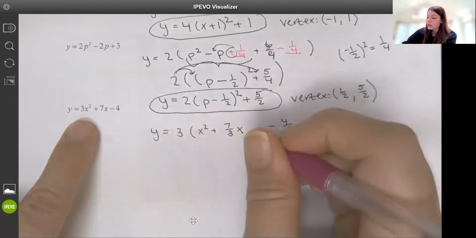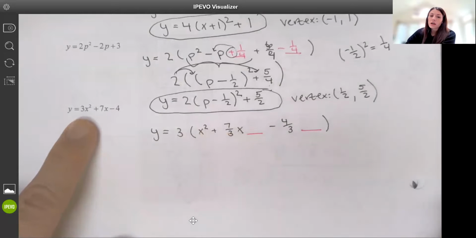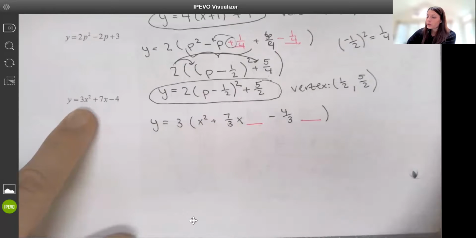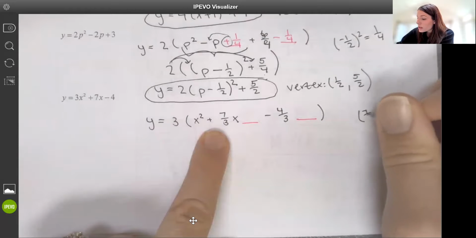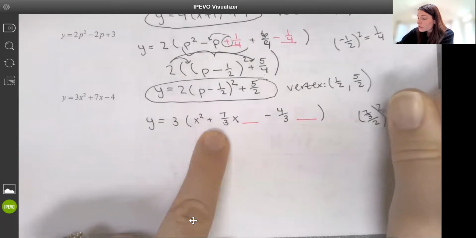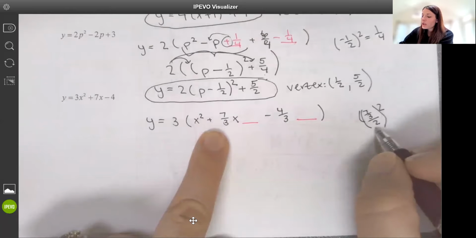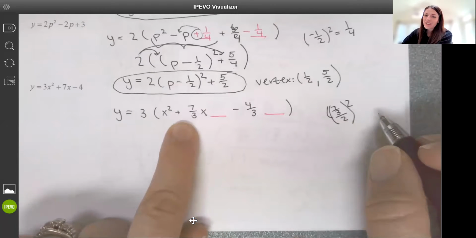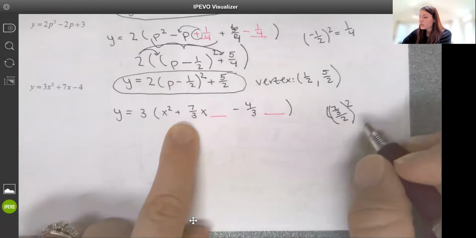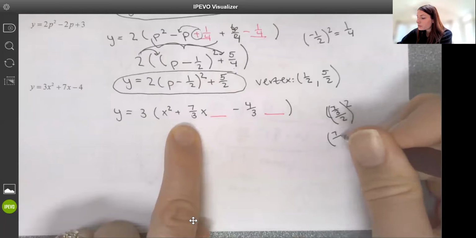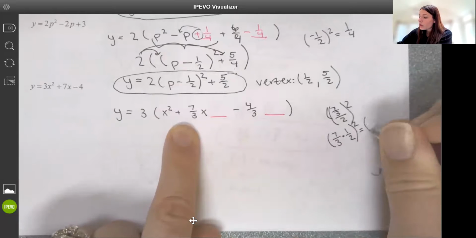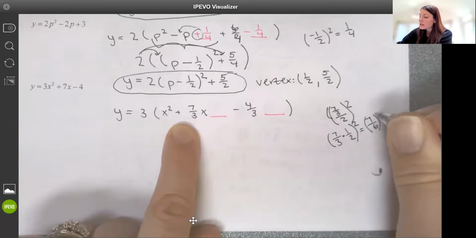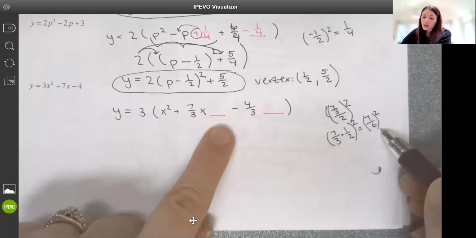Dividing out that 3, I know I'm going to add and subtract a value in there to create that perfect square trinomial. To get this value, I do b/2 squared. So that's tricky. 7/3 divided by 2 is the same thing as saying 1/2 of 7/3. So I can think of it like this: 7/6 squared. That's the value that I'm going to add in.